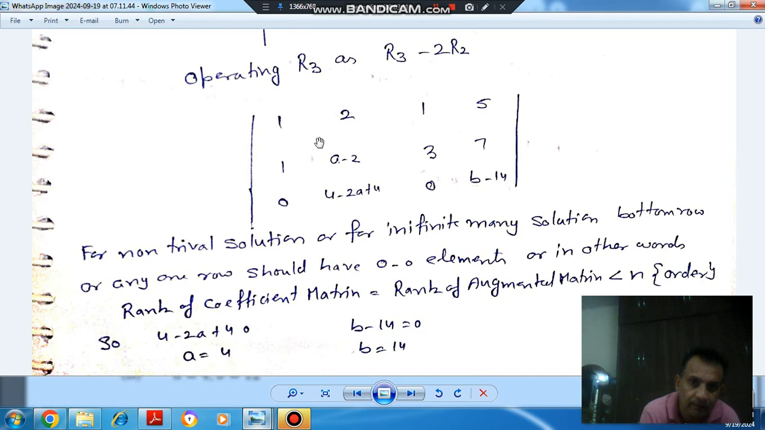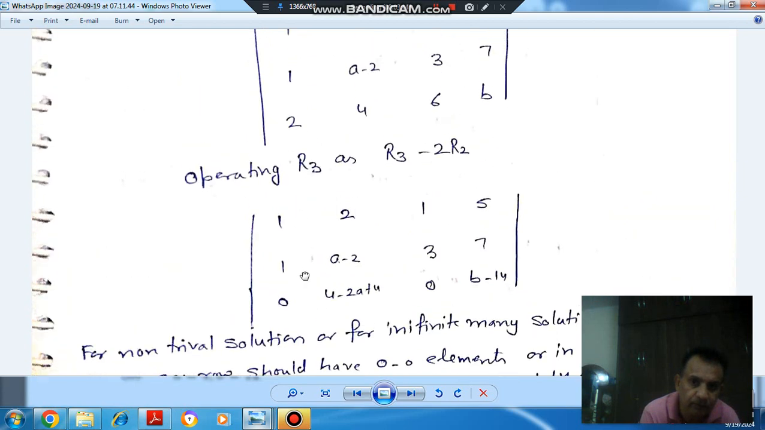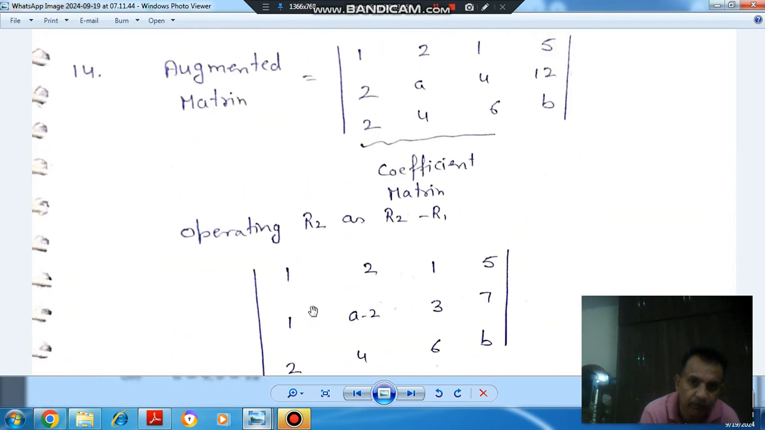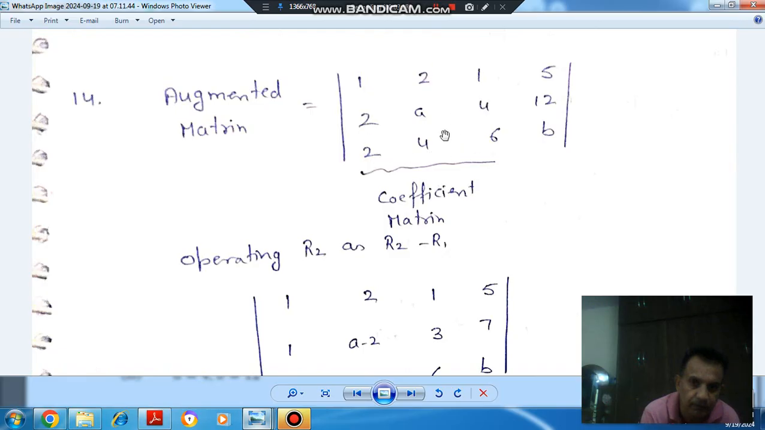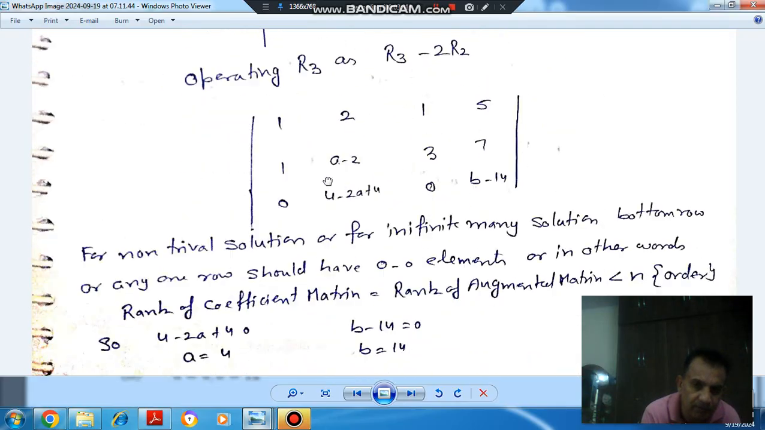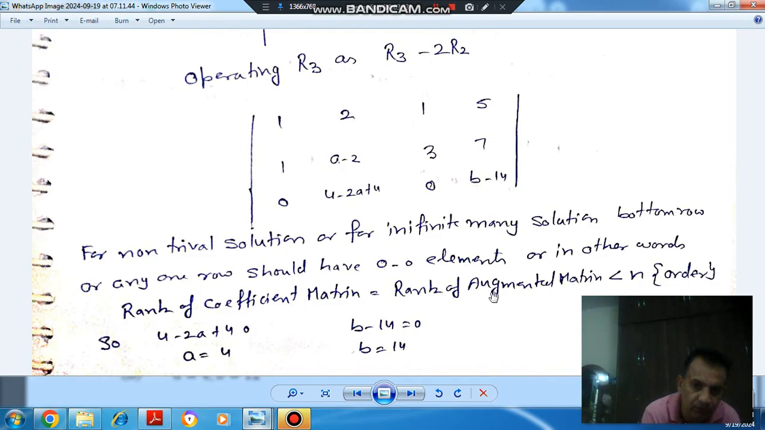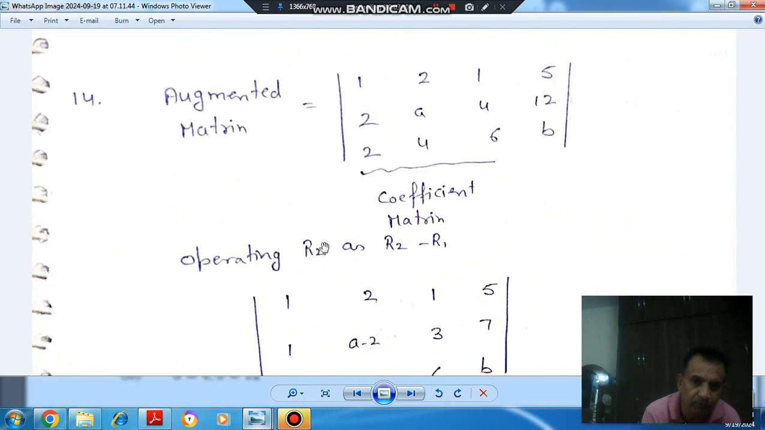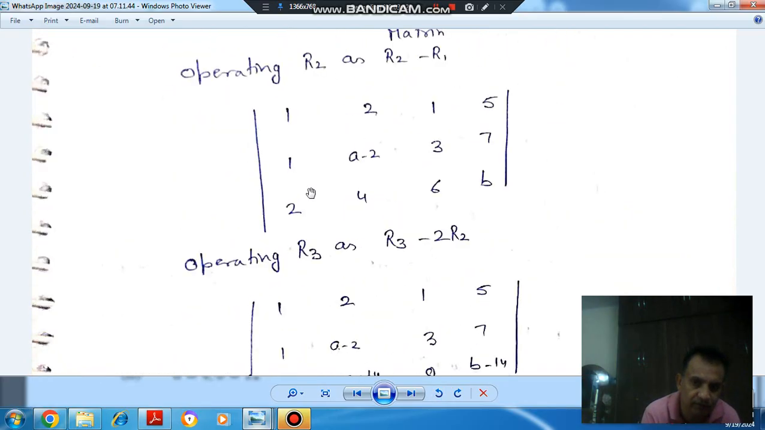Or in other words, it can be understood in terms of rank. If these elements have become 0, then the rank of the coefficient matrix is 2, and the rank of the augmented matrix is also 2. So for infinitely many solutions, the rank of the coefficient matrix and the rank of the augmented matrix should be the same, and it should be less than the number of unknowns. The unknowns are x, y, z, so there are 3 unknowns.